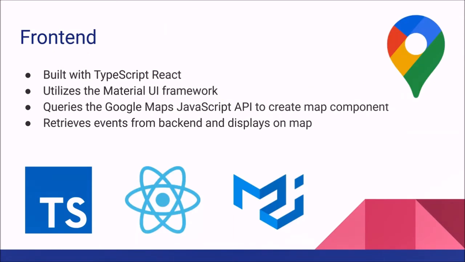So, for our POC front end, we decided on TypeScript React because it's strongly typed and modern. For our user interface for this front end, we chose Material UI because it's clean and simple and very popular. And now, to actually render our map, we're using the Google Maps JavaScript API. And to retrieve the events that we render on the map, the front end makes an HTTP GET request to the back end.